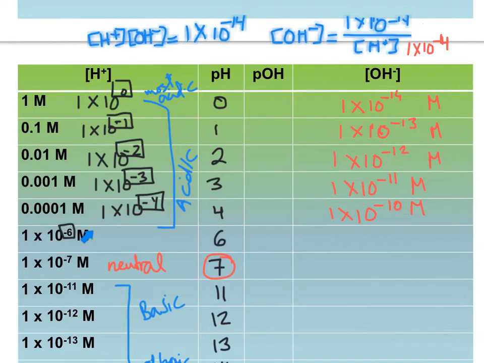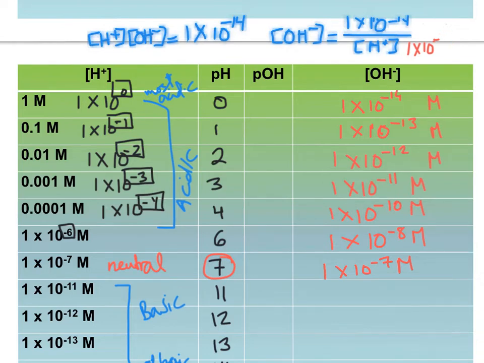Next one, 1 times 10 to the -6. So now this number is a -6. So that would be 1 times 10 to the -8th molar. Let's do the next one. The next one is 1 times 10 to the -7th. So go ahead and erase this one and do -7. So what would that be? That would be 1 times 10 to the -7th molar.